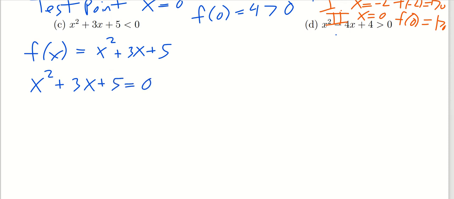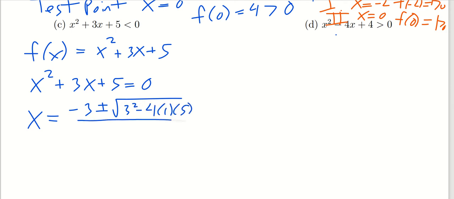Once again, this is one that's not going to factor. So let's go ahead and use the quadratic formula. It's going to be negative b plus or minus the square root of b squared minus 4 times a times c, all divided by 2 times a.